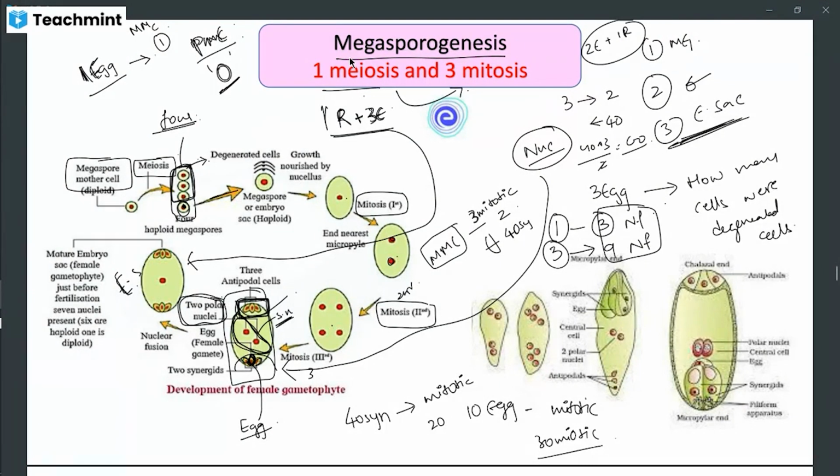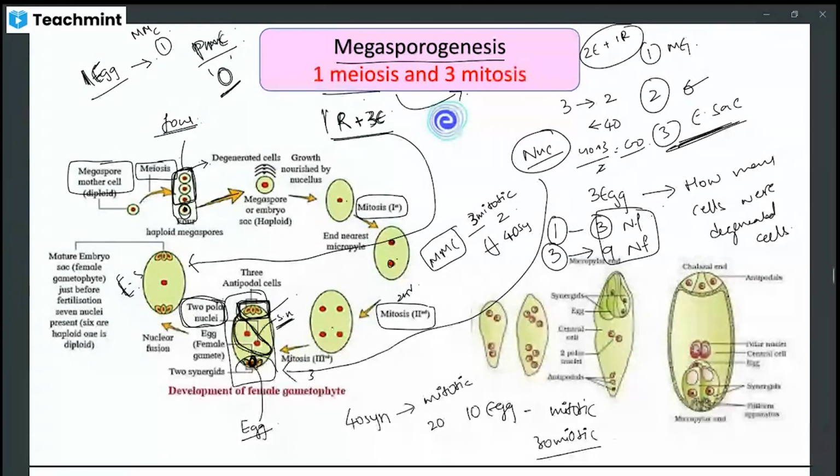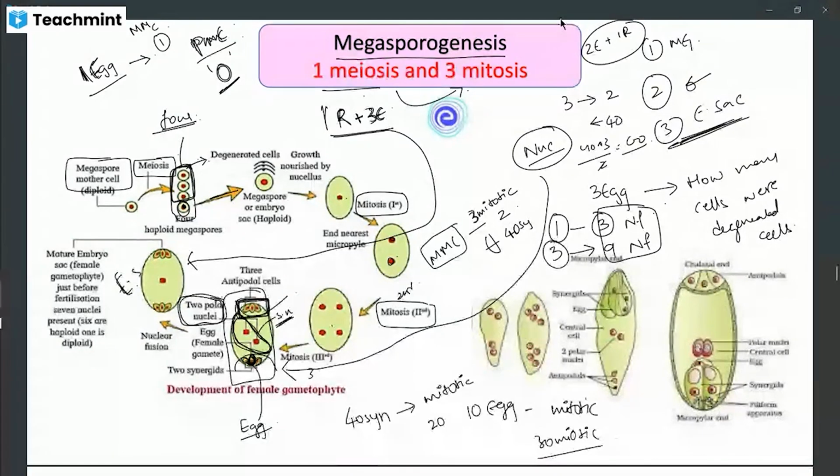Yes, sir. Then what about megasporogenesis? Tell me in terms of equational and reductional. 1 reductional and 3 equational divisions. So what is the ratio of reductional division in both microsporogenesis and megasporogenesis? 1:1. Okay. So questions might also be framed in this way.